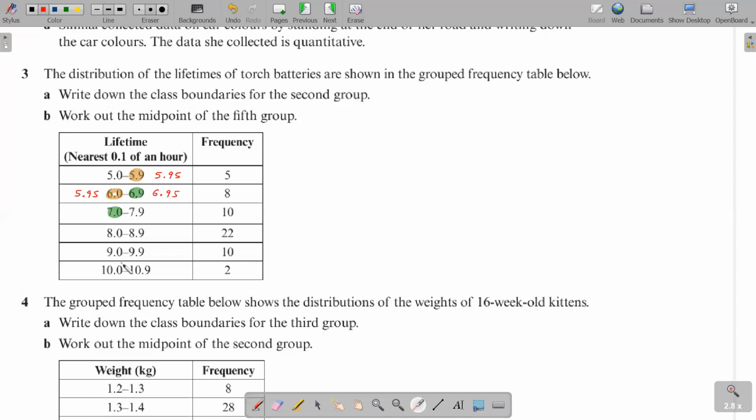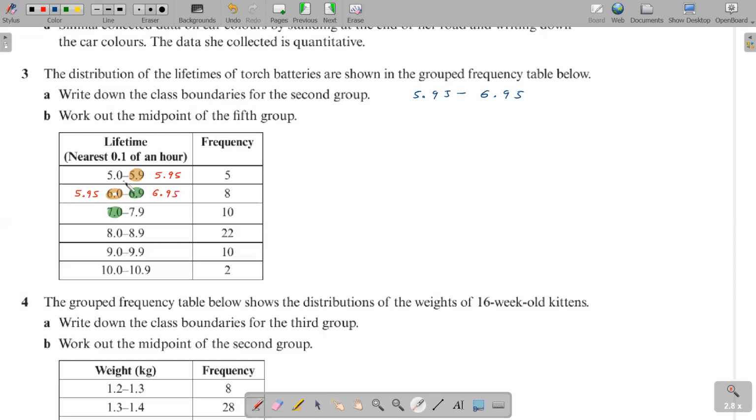Okay, so it's 6.95. Now they are asking us, write down the class boundaries for the second group. So what's the answer? Class boundaries for the second group. This is the second group. What's the class boundaries for the second group? 5.95 to 6.95. This is the class boundaries for the second group. Work out the midpoint of the fifth group.